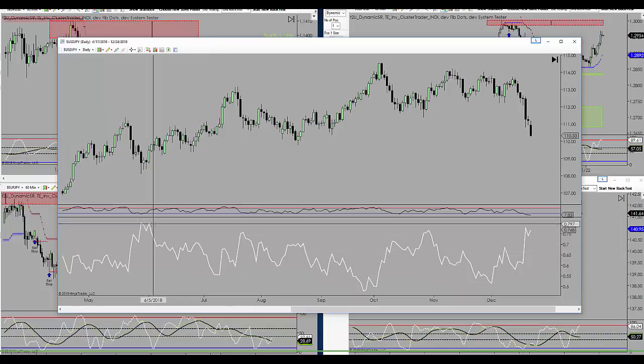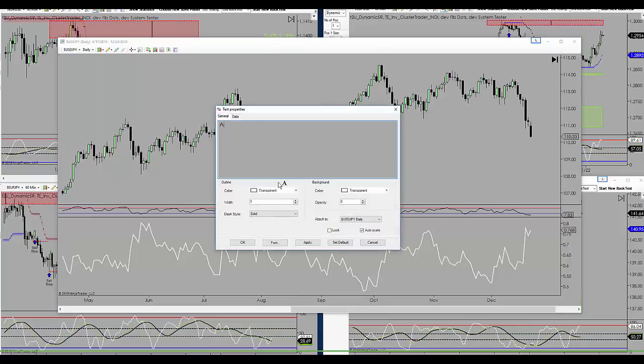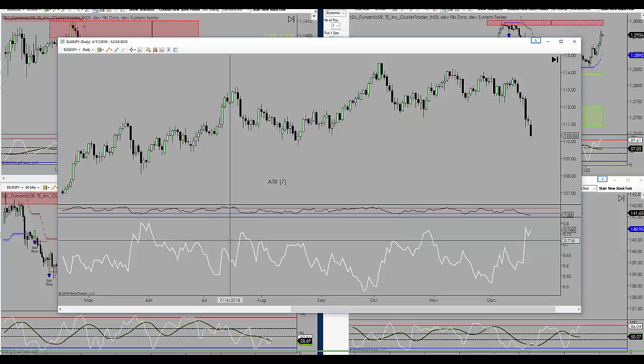So again, I want you to know this is the average true range. So let's type this on the chart. This can help you tremendously in your trading. Average true range, and then the setting on this that I use is 7. And literally it's telling me what's the average true range for this particular market over the last 7 bars of data. In this case, I've applied it to a daily bar. Okay, so ATR 7 at the bottom of the chart.